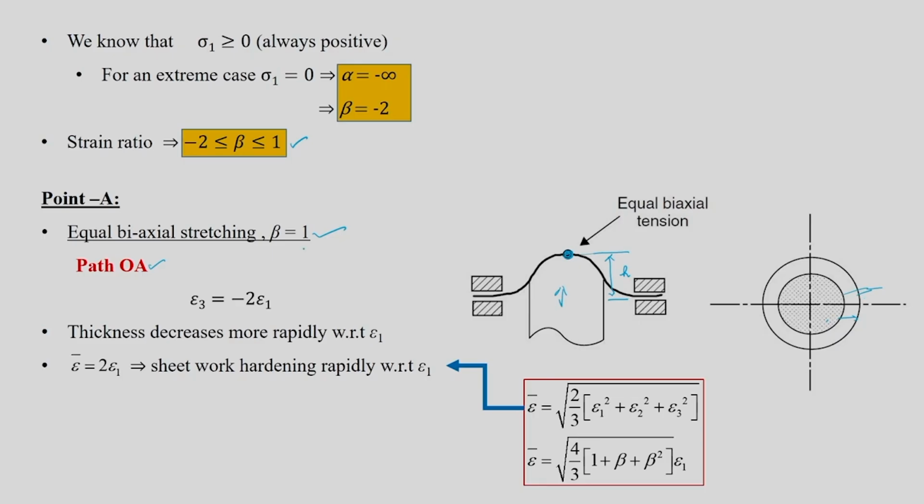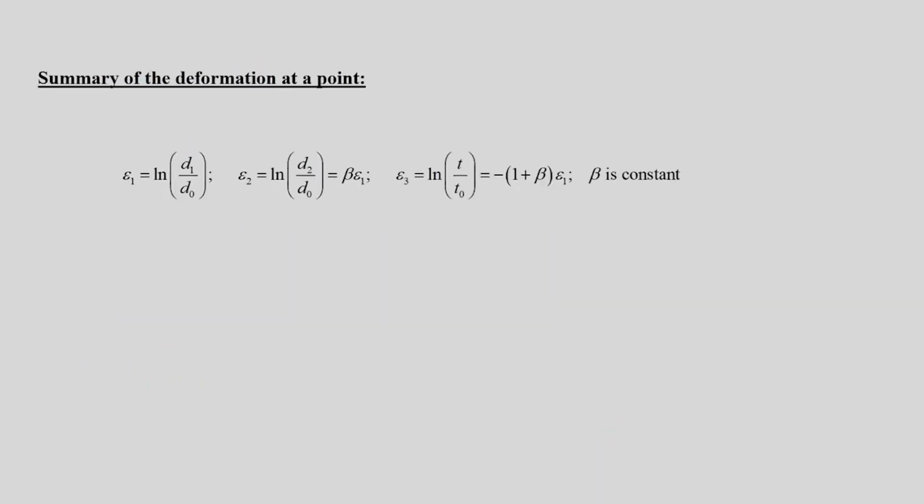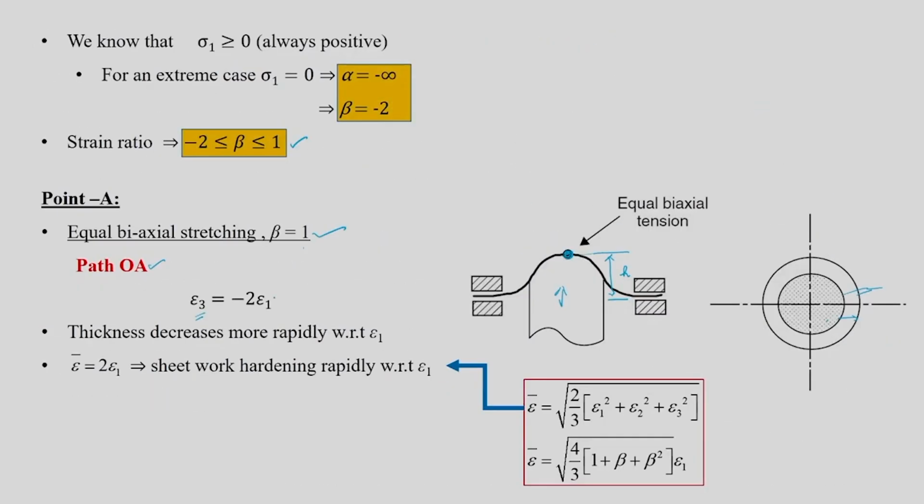Okay. So, beta is equal to 1. What will happen to thickness strain? Thickness strain can be obtained. So, if beta is equal to 1, what is thickness strain? With beta, what is the equation we have? We have this equation, isn't it? Thickness strain is equal to minus of 1 plus beta into epsilon 1, correct. So, beta is, let us say, 1, isn't it? So, 1 means minus 2 epsilon 1, epsilon 3 is equal to minus 2 epsilon 1.